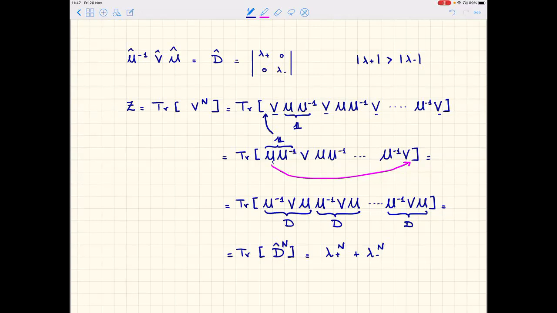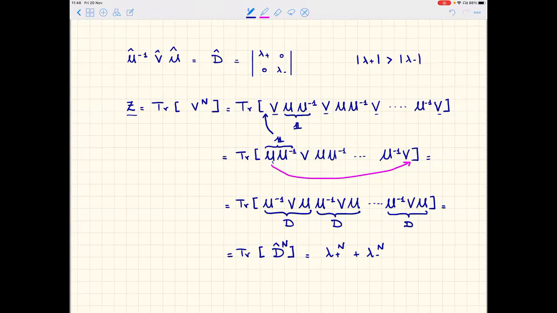So now you discover something quite interesting. You discover that the partition function, once I write it down in terms of this transfer matrix, is just the sum of the nth power of the eigenvalues. Okay?